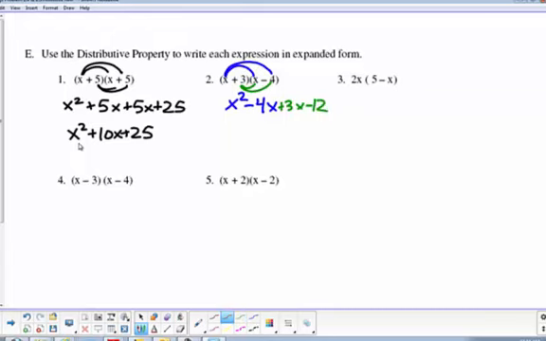If you're losing your negative, you might want to make that plus a negative to make sure you have your negatives. Add your like terms. Again, go ahead and pause and do number 3.